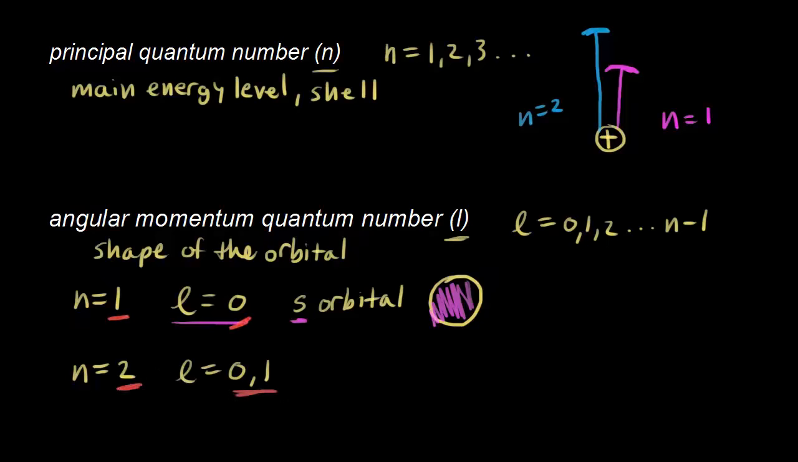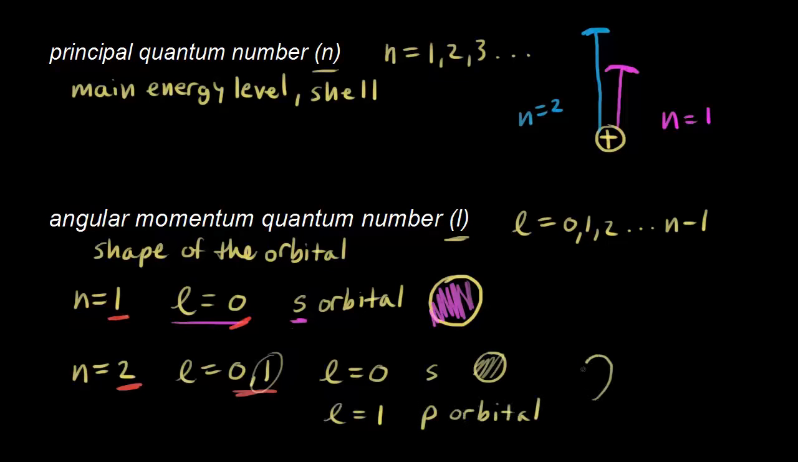All right, we've already talked about what l is equal to 0 means. So l is equal to 0 means an s orbital shaped like a sphere. But now, in the second main energy level, or the second shell, we have another value for l. So l is equal to 1. And when l is equal to 1, we're talking about a p orbital. So l is equal to 1 means a p orbital. And the shape of a p orbital is a little bit strange, so I'll attempt to sketch it in here.